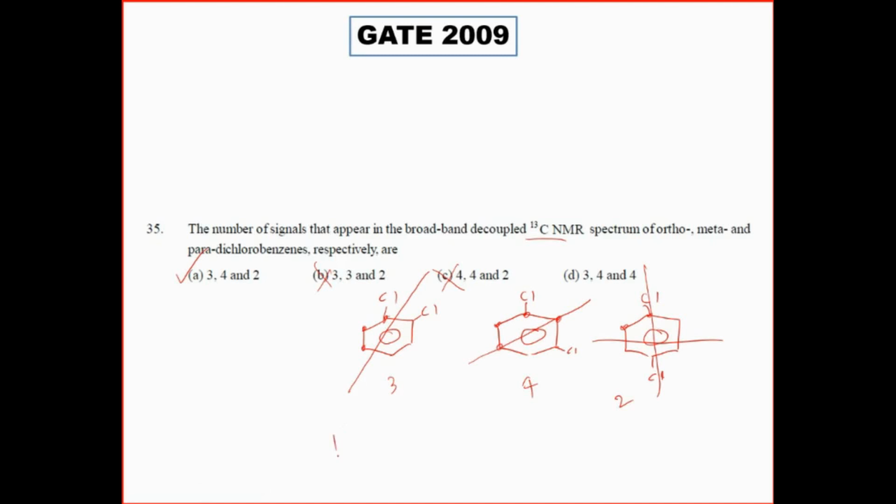Now tell me about hydrogen. How many signals in hydrogen? Proton NMR. Ortho 2. So here you'll be having 2. Here you'll have 3. Very good. Here you'll have 1. Any doubt you have in this? So 2, 3, 1 will be the hydrogen signals. Very good. Okay.